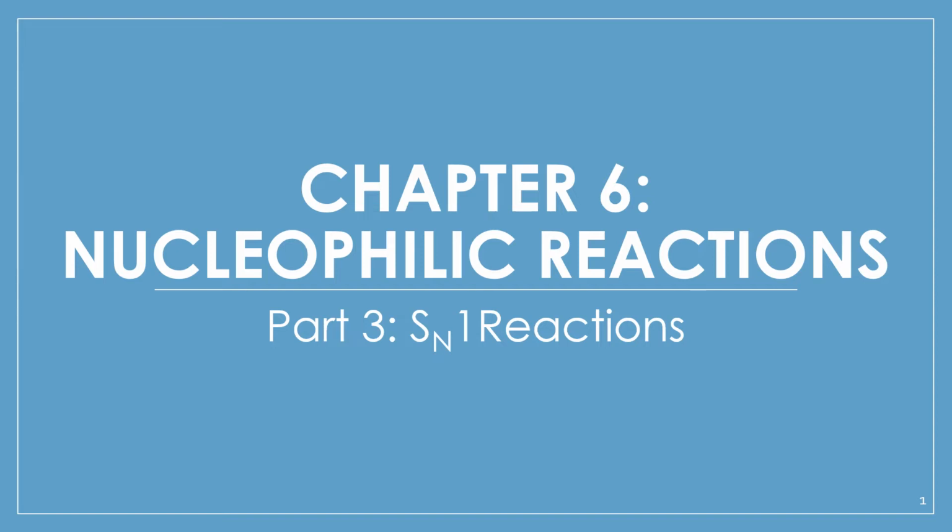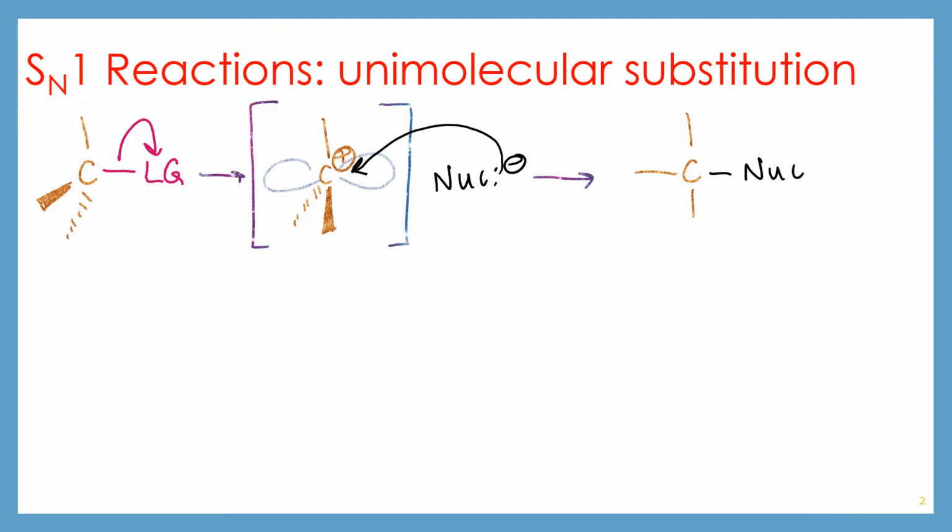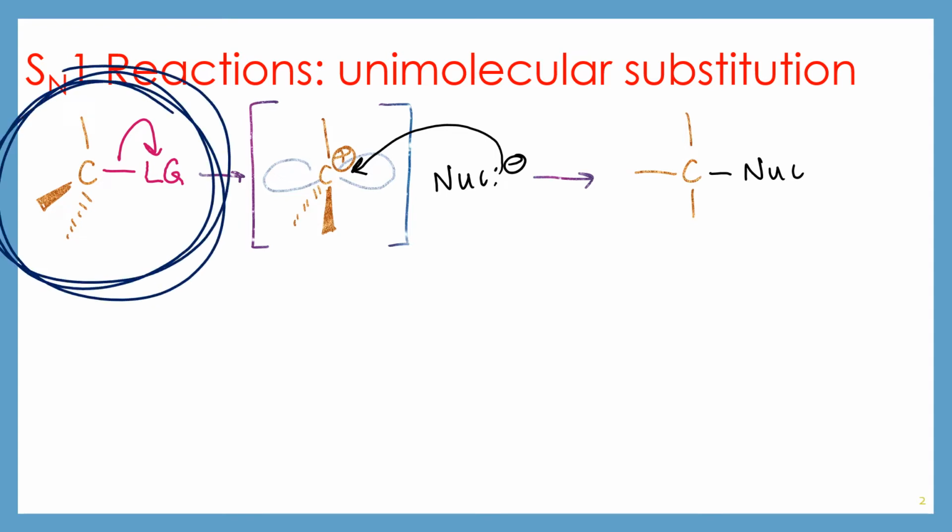Chapter 6, Part 3, SN1 Reactions. SN1 reactions are unimolecular substitution reactions. So in this case, the rate of the reaction depends on the concentration of only one species. In this case, that is the concentration of the species containing the leaving group.